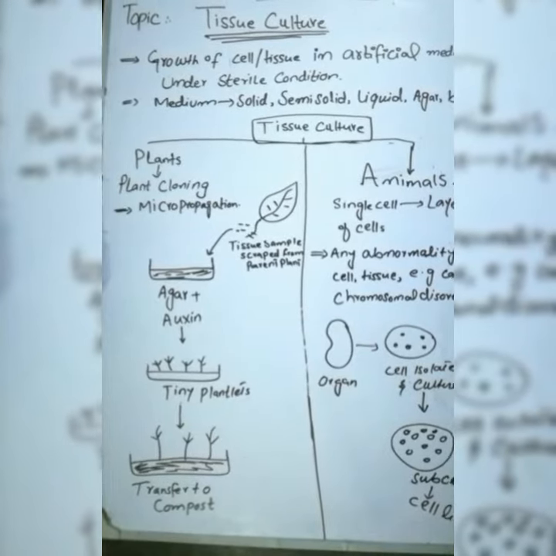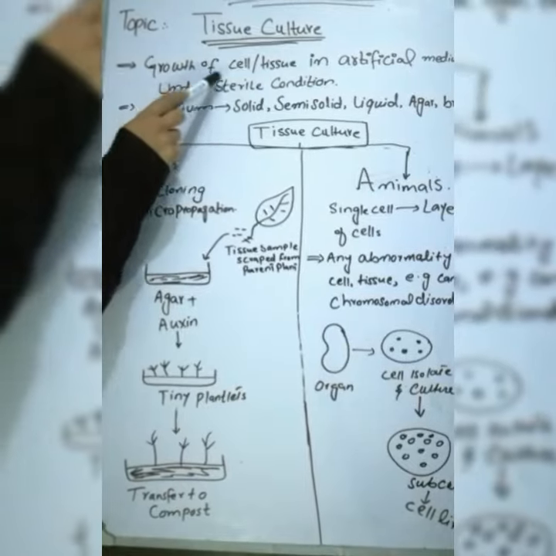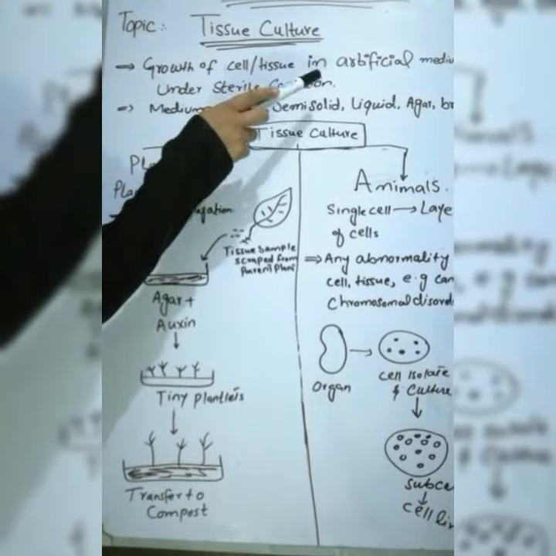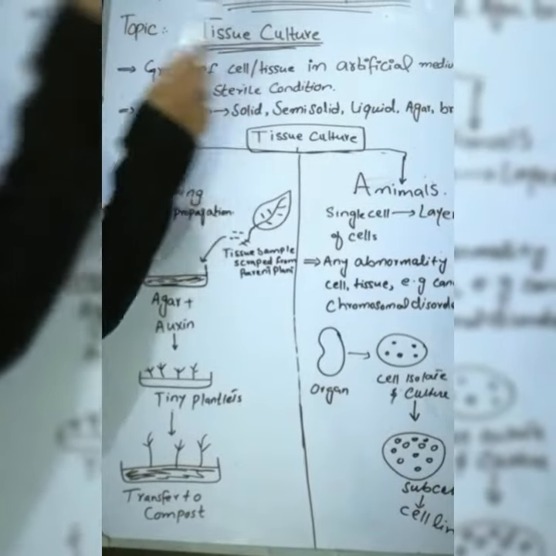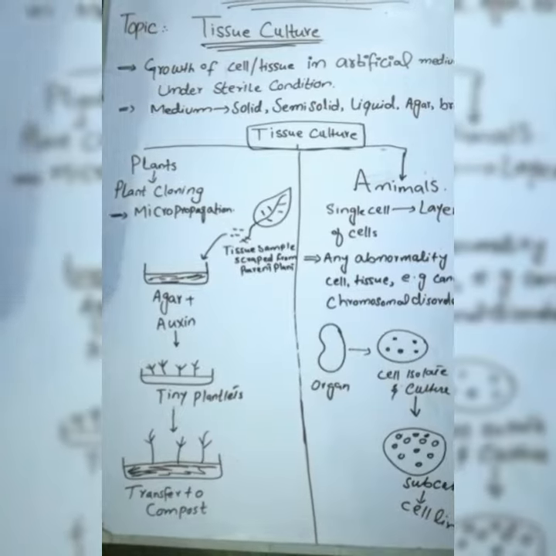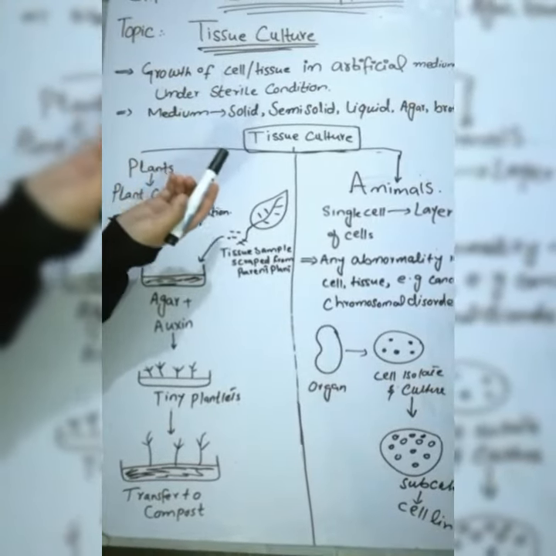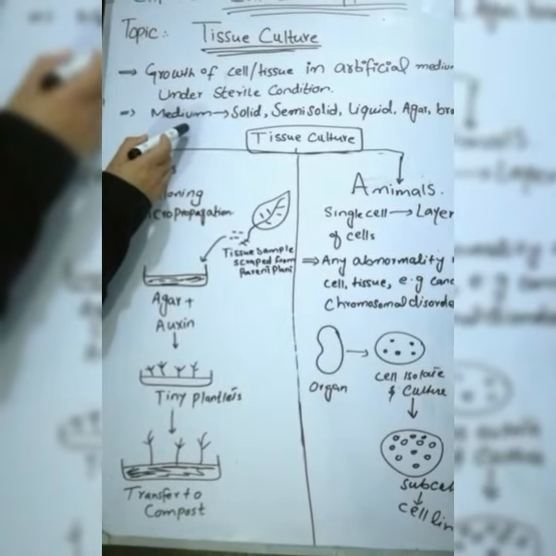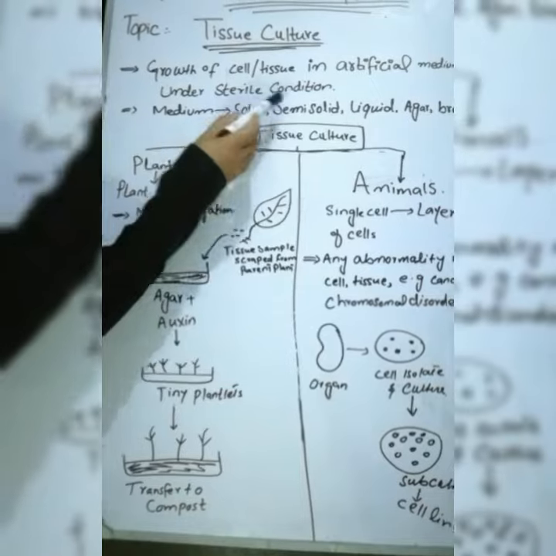The next topic, the next technique, is tissue culture. Tissue culture is the growth of cells or tissues in an artificial medium under sterile conditions. Artificial medium means the nutrient medium which contains all the macronutrients and micronutrients that are necessary for the growth of the plant. This nutrient medium may be solid, semi-solid, or liquid.